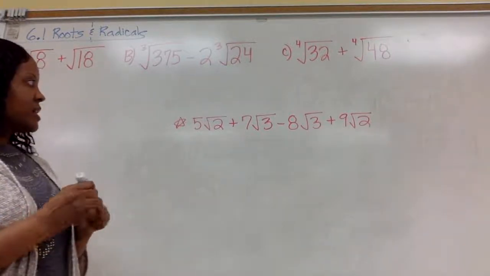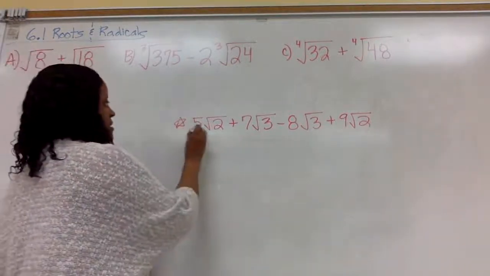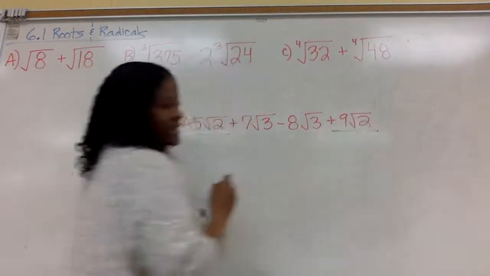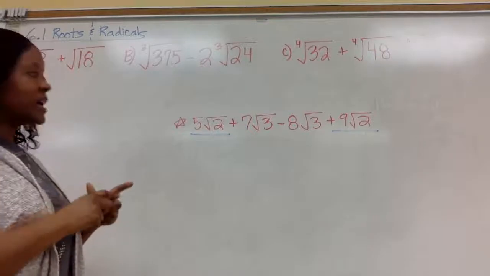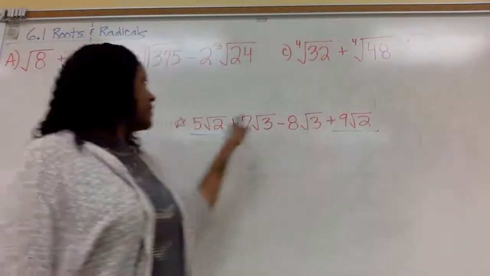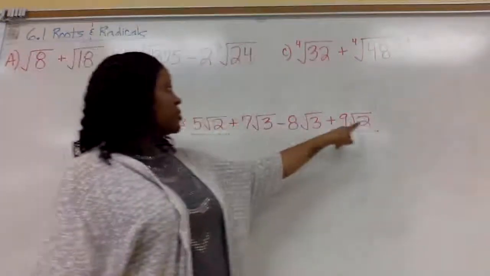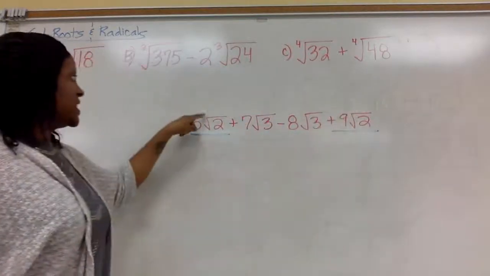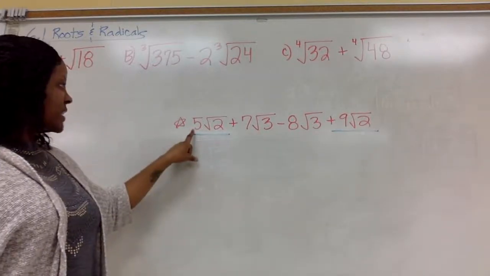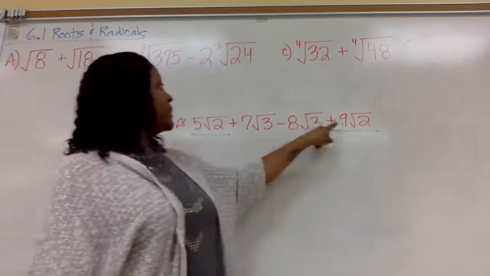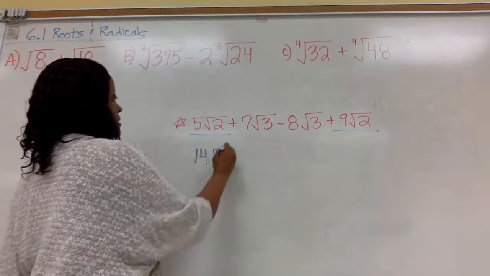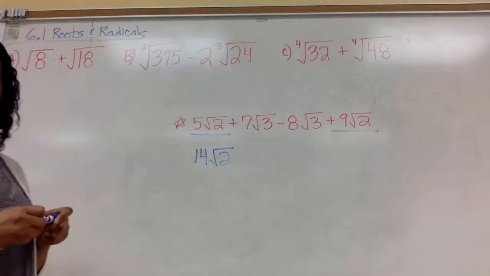As you look up here, hopefully you're leaning towards the 5 and the square root of 2 being combined with the 9 and the square root of 2. You would be correct. You can only combine terms that have the same number underneath the radical. So square root of 2, square root of 2, and they both have the same index, which is 2. So those are like terms. You just add the coefficients, 5 plus 9. That would give me 14 square root 2. So that's the first part of the problem.